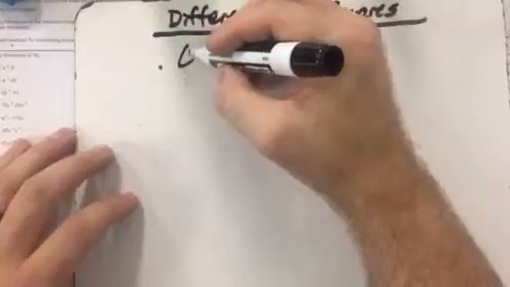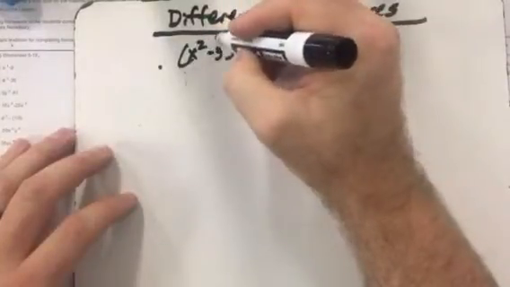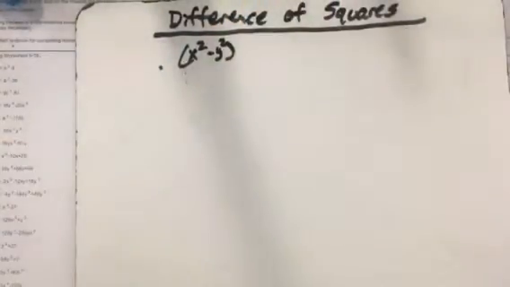Now, okay. So, we have difference of squares. So, I want to look at just a very basic equation, doing it algebraically, just with variables. I have x squared minus y squared. This is an example of a difference of squares.